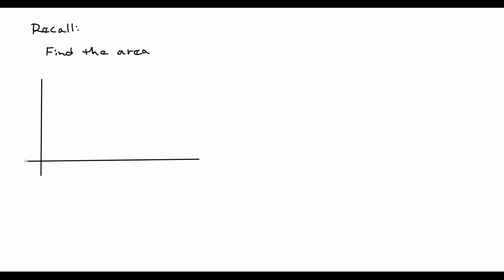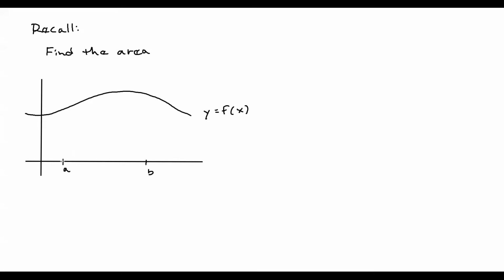All right, so let's go back and recall. So we want to go through and this is not find the volume, but find the area. And we can draw ourselves a picture. And let's just draw some curve here. This is y equals f of x. We have A and B. And our goal is to find that area. So how did we do that?